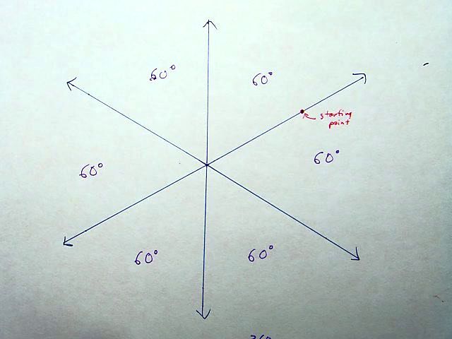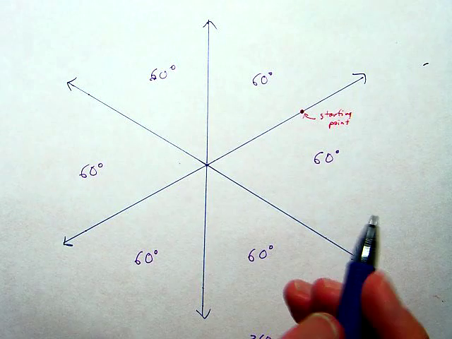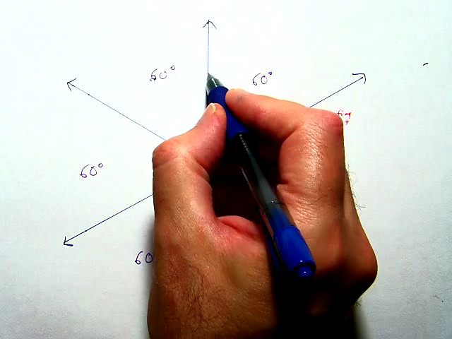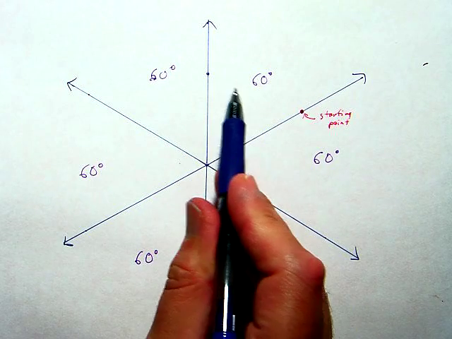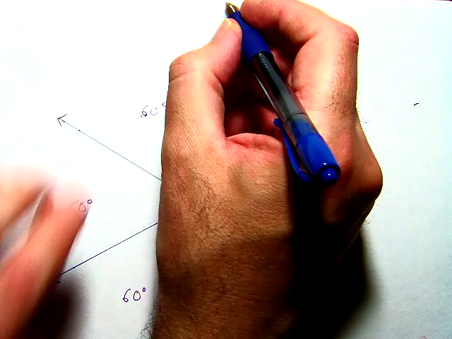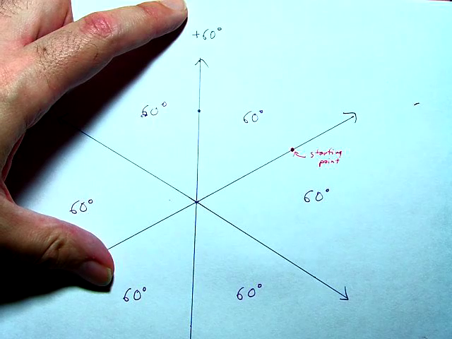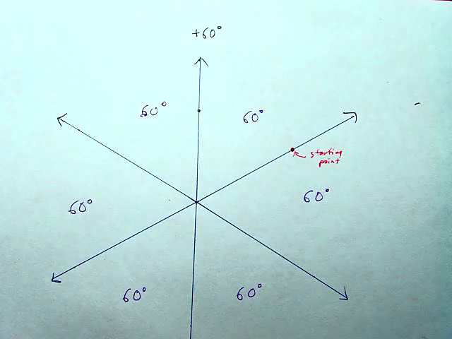60 degrees in a counterclockwise direction, which would be a positive 60 degrees. Where would it end up? It would end up over here. Okay, we would go from there to there. So we could say that this is a positive 60 degree rotation. We could also say that it's a negative rotation as well.